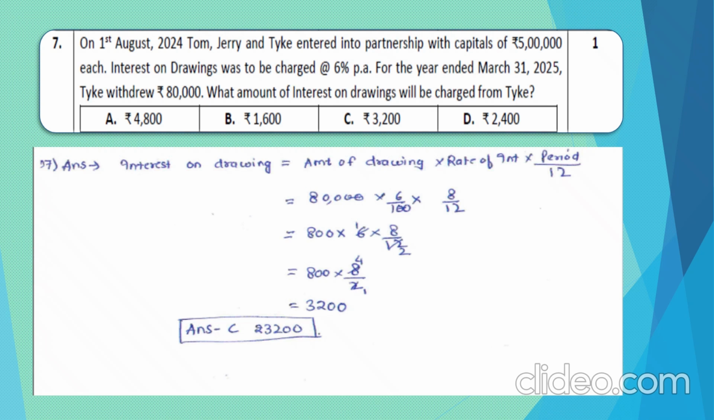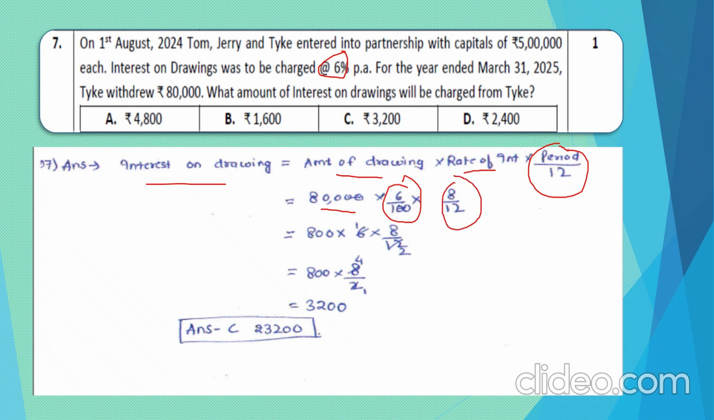Your interest on drawings formula is your amount of drawings, whatever amount you have withdrawn, say 80,000, right? Into rate of interest into period upon 12. Period means how many months he has taken the amount for his personal use. So your drawings are 80,000. Okay, your interest rate has been given here, how much? 6%. So the interest rate we are going to take here is 6% into the months period.